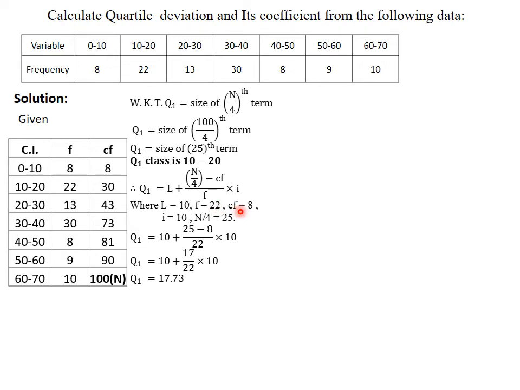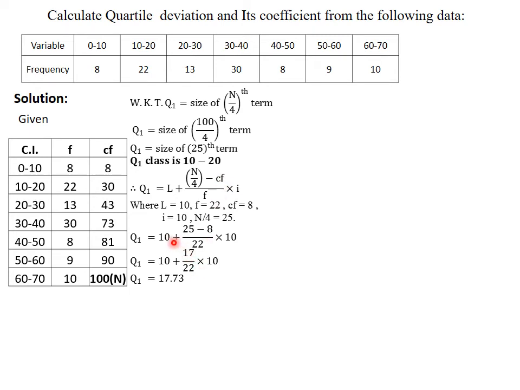CF is nothing but the preceding cumulative frequency of the Q1 class. The preceding cumulative frequency of the Q1 class is 8. Therefore CF is equal to 8. I is nothing but the class width of the Q1 class, which is 10. So n by 4 we obtained as 25. Now substitute all the values in the above formula and simplify.